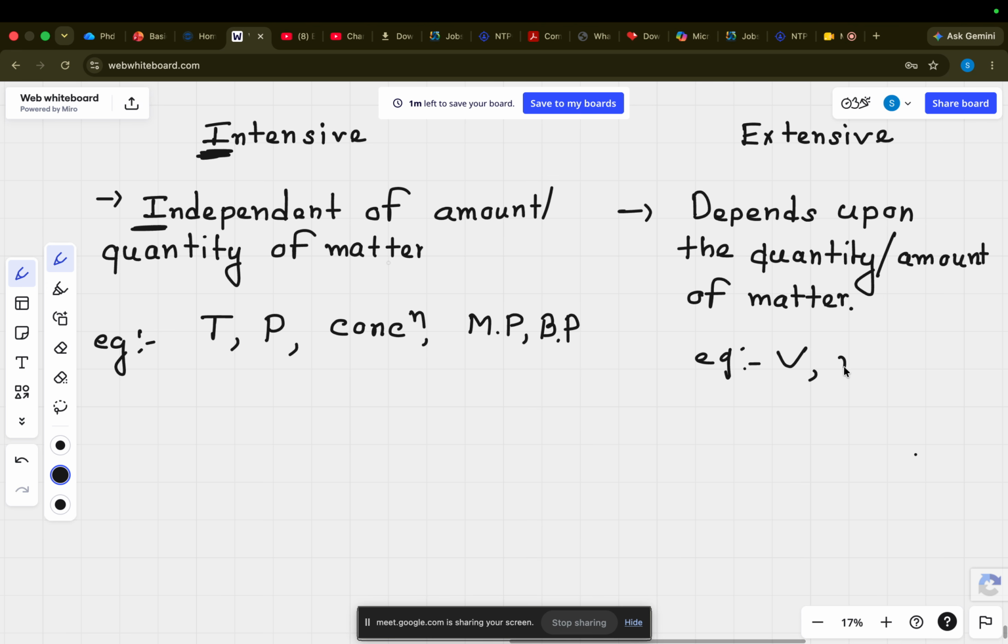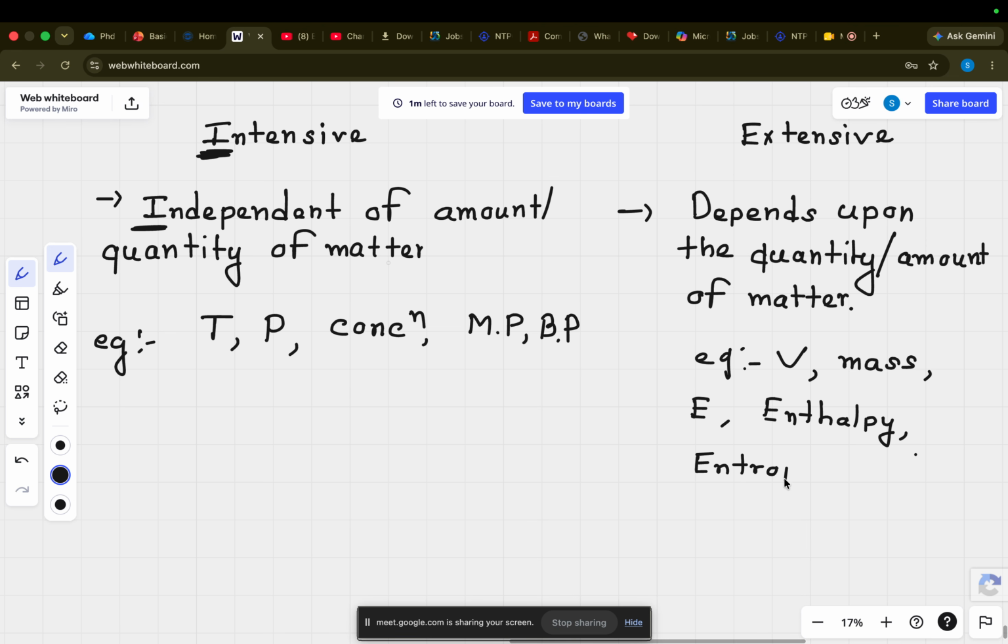So volume, okay, apart from volume, mass is also your extensive property. And steadily we will do all other things also. For now just remember these two things only. Suppose you have energy. Energy is also your extensive property, and apart from that all the thermodynamic properties that we have not discussed yet, these are all your extensive property.